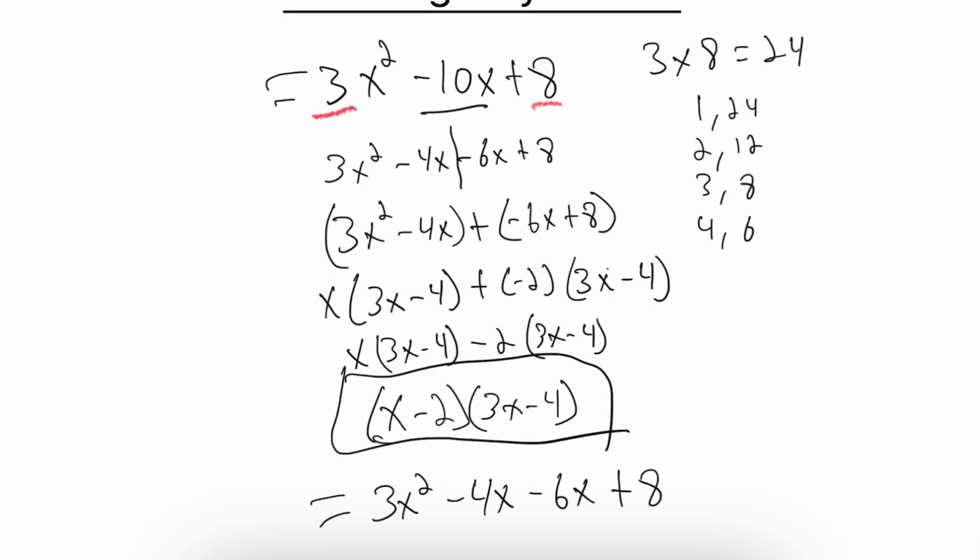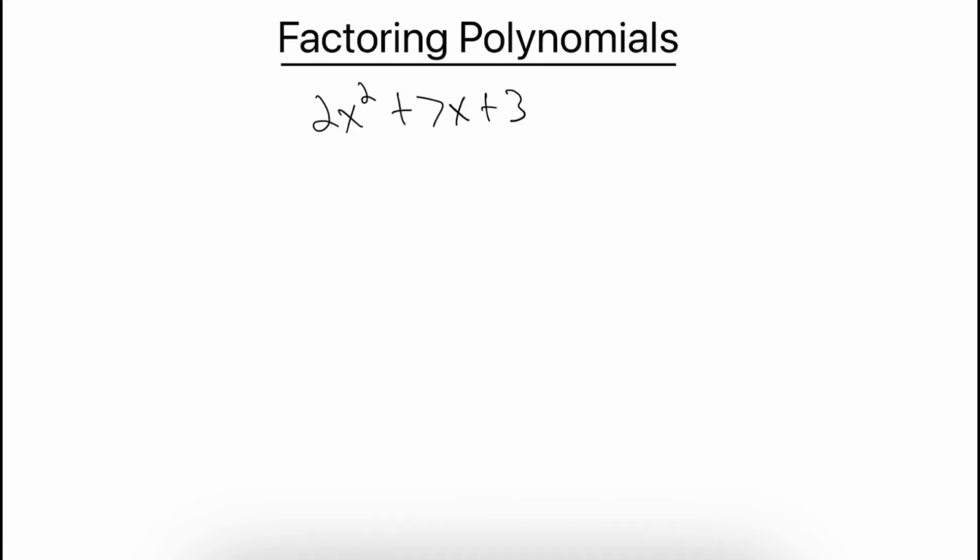I know these ones are super complicated, so just do about a million of them, and it'll finally start to make sense. Now we've got 2x squared plus 7x plus 3. So first we want to multiply 2 and 3 together. So 2 times 3 equals 6. And we want to find things that multiply together to equal 6. So 1 and 6, and 2 and 3.